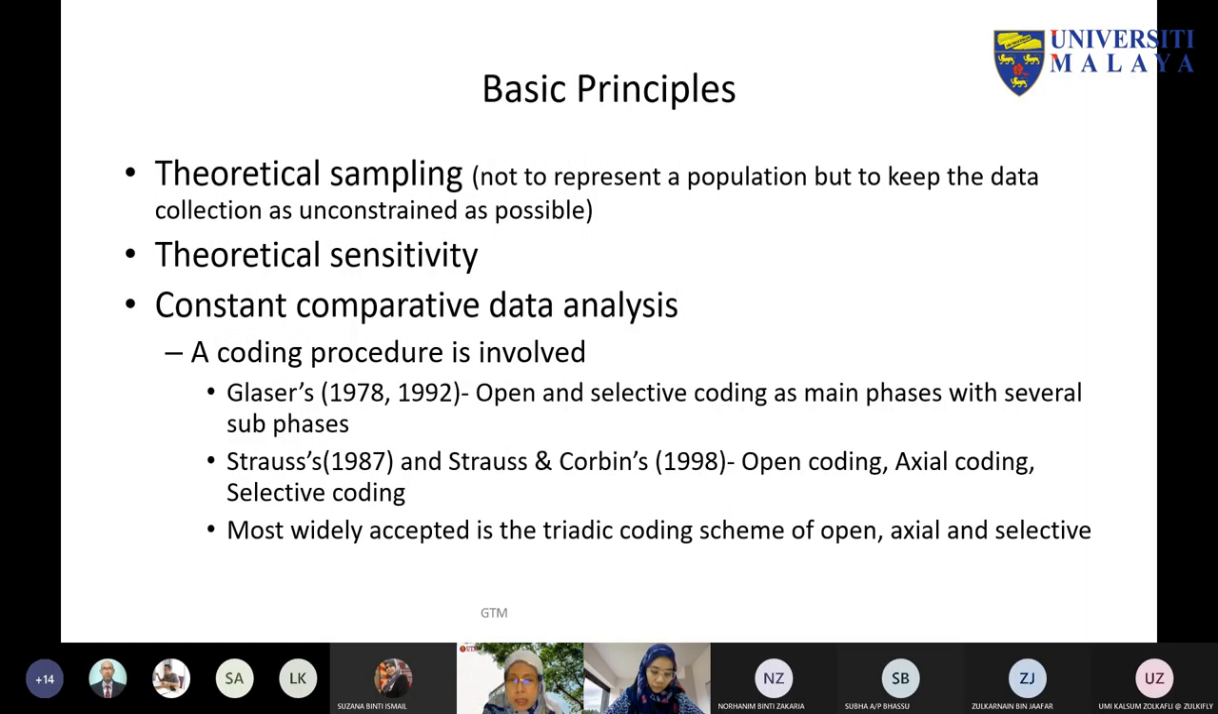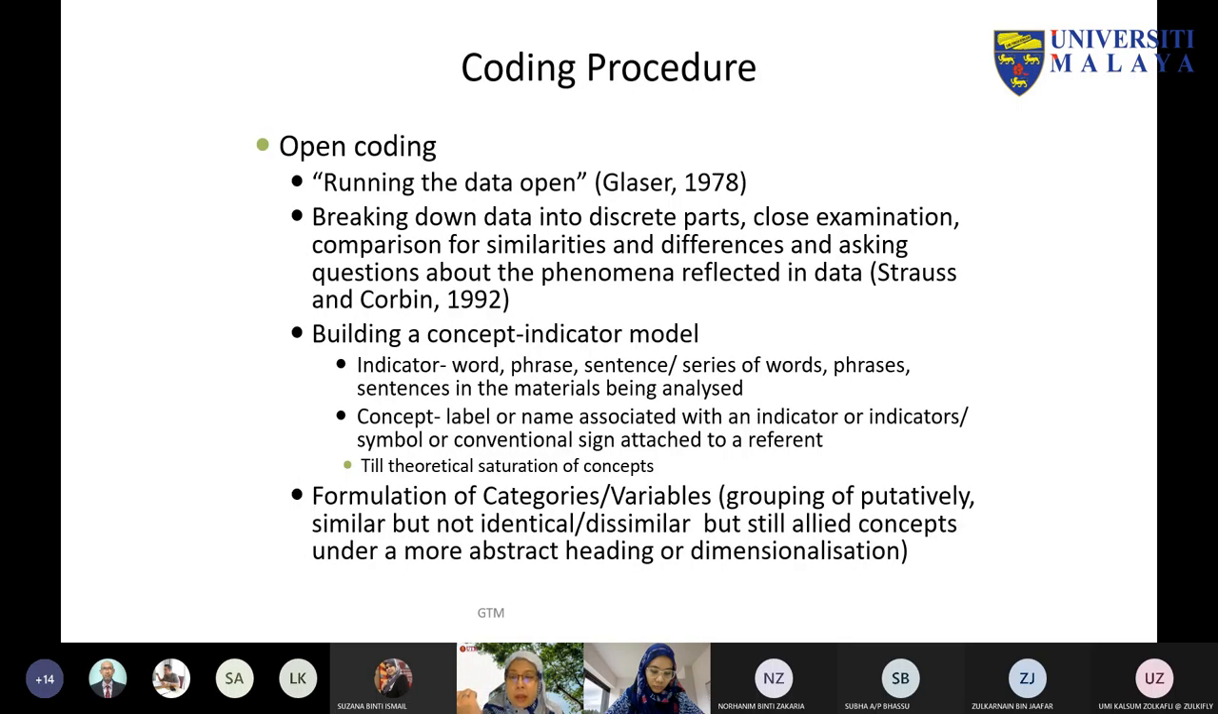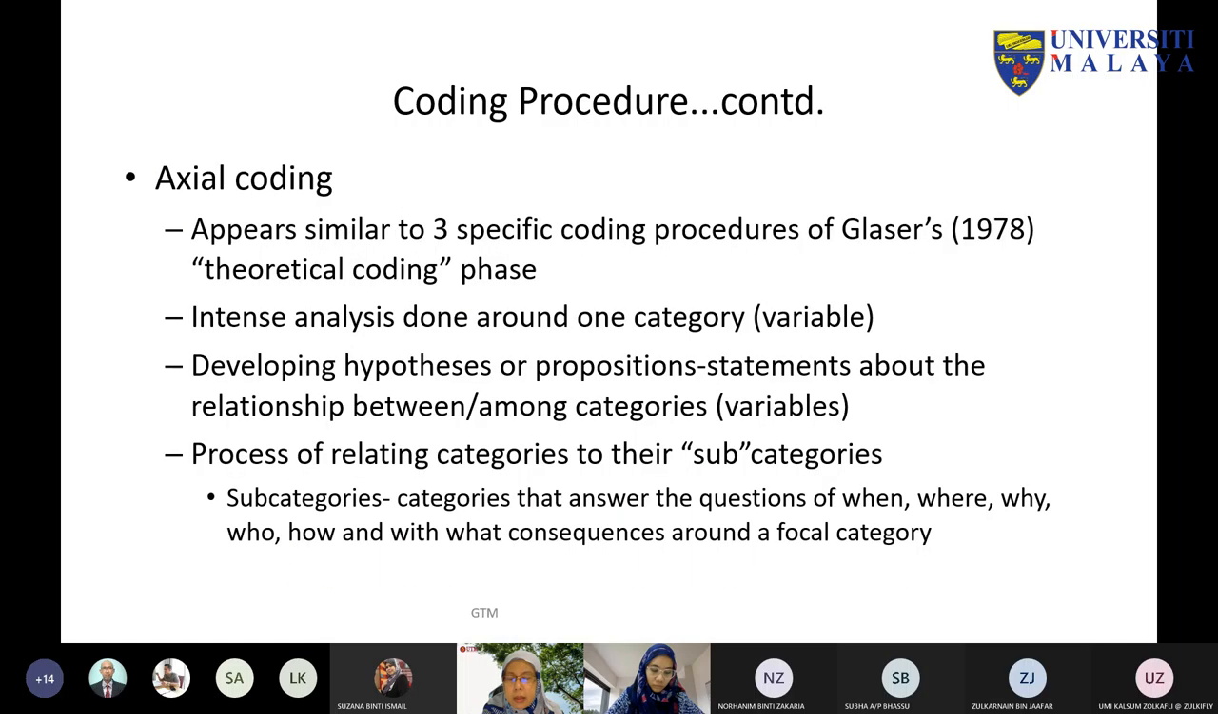The popular ones are by Glaser and Strauss, and there are lots of other scholars. The basic principles, if you do grounded theory: theoretical sampling and coding procedures. The scholars emphasize the analysis procedures. These coding procedures are used for analyzing data. First is open coding, running through the data openly, then you build concept indicators. After open coding, you come out with axial coding, analysis done around one category.